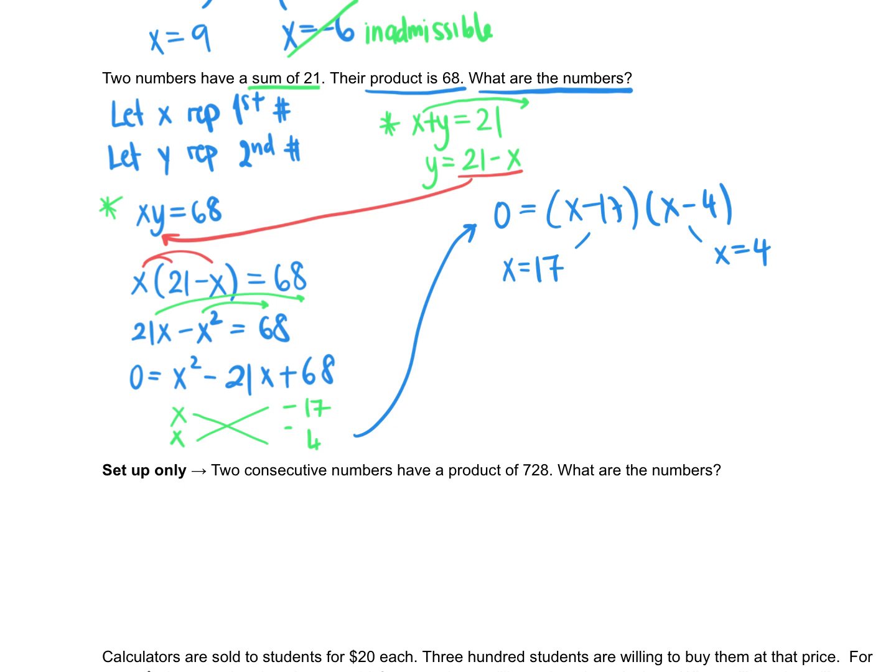Now please keep in mind, x represents the first number. So x can be 17 or the first number can be 4. So these are two different scenarios. So if my first number is 17, I need to also find my second number, which is y, and we have this nice equation right here that will help us find y. y equals 21 minus whatever x is. 21 minus 17 is 4. 21 minus 4 is 17. So actually these two scenarios end up being the same thing. The two numbers are 4 and 17.